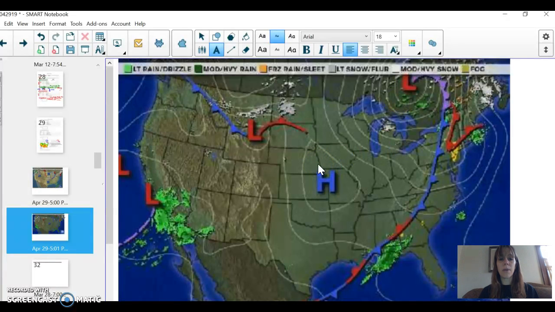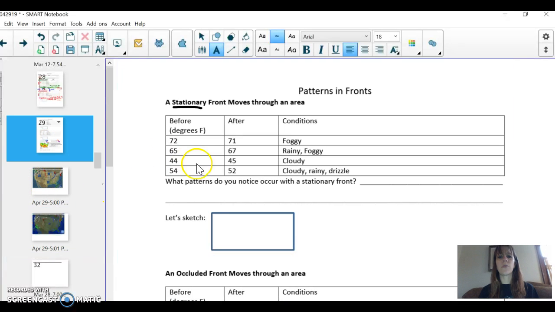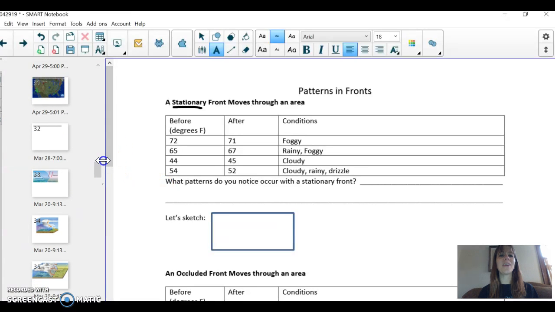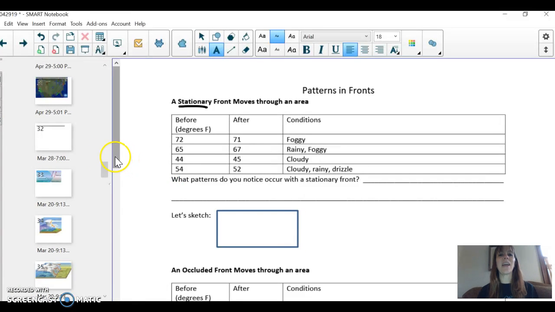So at this point, think about what you know. You should know there's 4 types of fronts. You should be able to describe the 4 types of fronts, and you should be able to tell me how they predict weather. Okay? Good job.